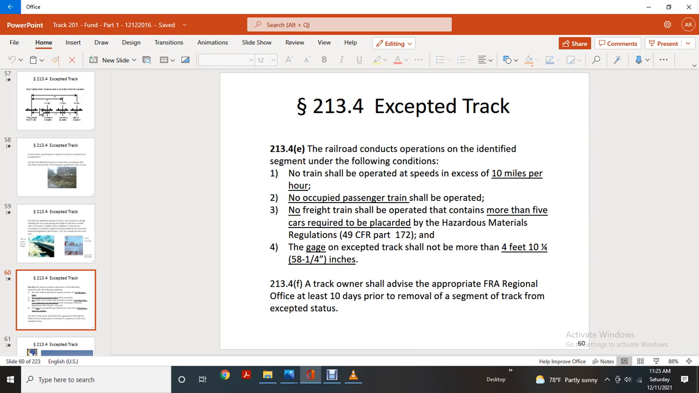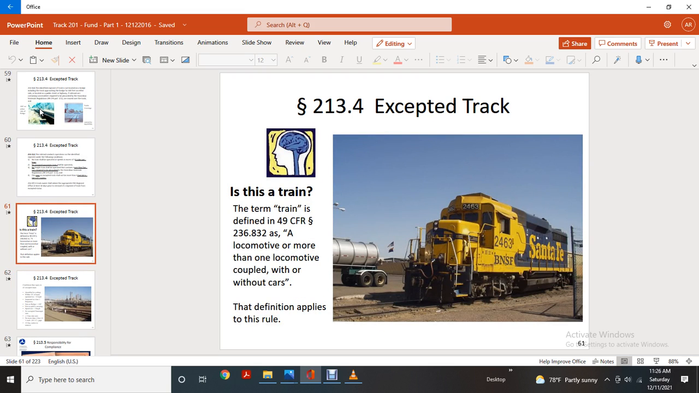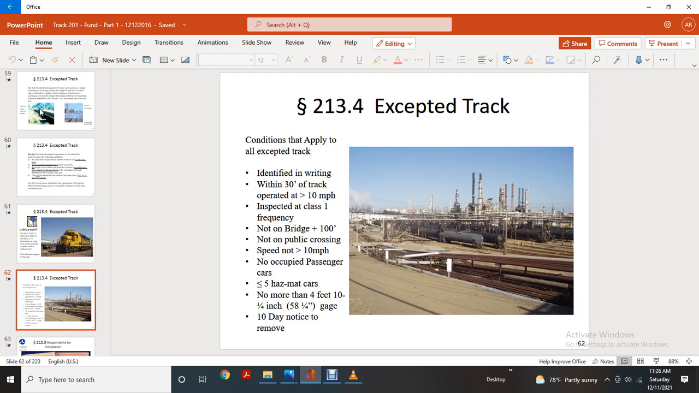The 213.4f, a track owner should be advised by the operator with the FRA regional office at least 10 days prior to the removal of the segment of the track excepted status. 213.4 excepted track. Train is defined with the term of the train with the defined with the Title 49 CFR 213.2a32. A locomotive, more than one locomotive coupled without cars, if the definition rule applies to this rule.